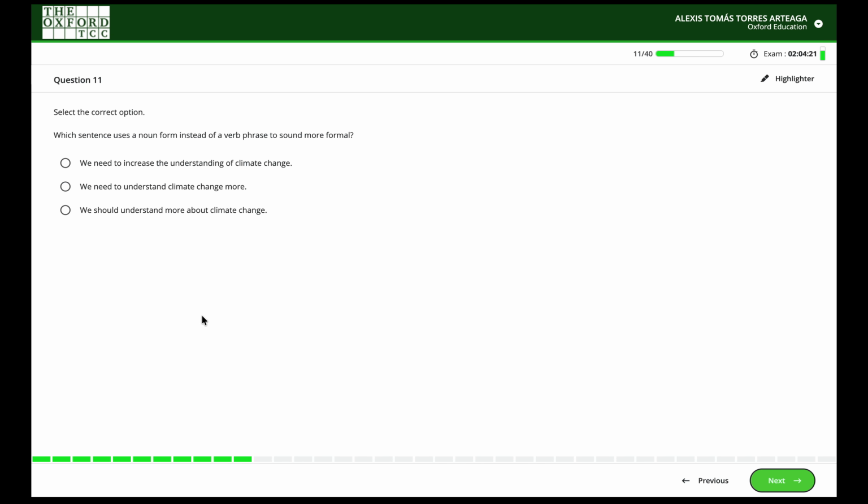Which sentence uses a noun form instead of verb phrase to sound more formal? Should understand more about climate change. Change more to increase the understanding. This time next year, the company will have been implemented. Will have.